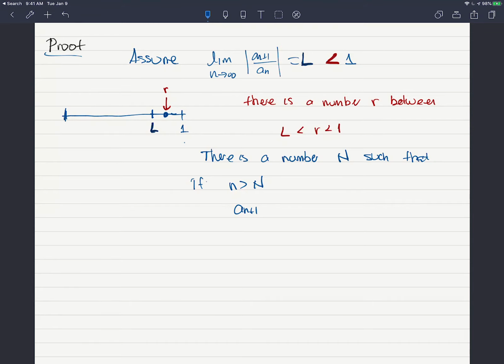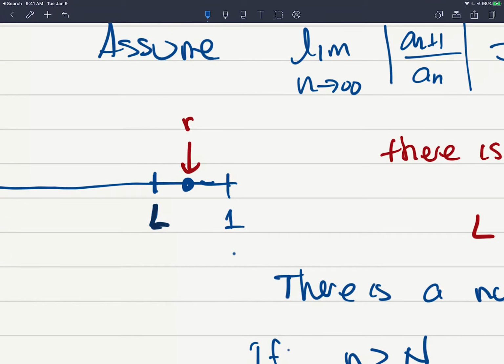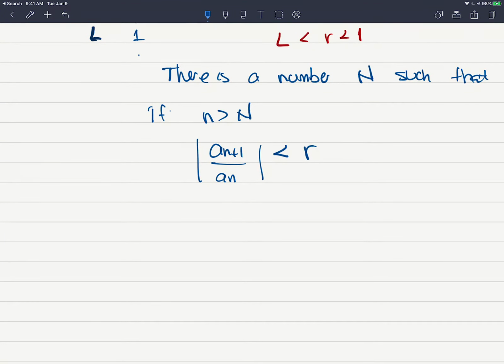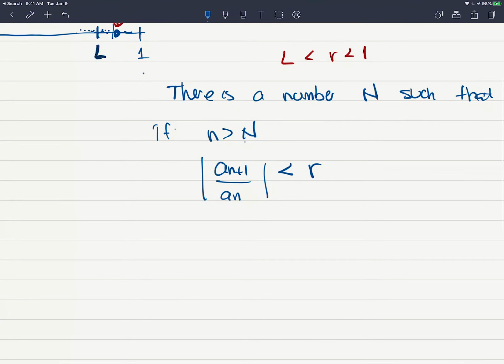|a_{n+1}/a_n| is less than r. Why? Well, because the limit, let me zoom in here, the limit is L, so eventually the numbers of this sequence are going to be here, here, here, and eventually you have to get close to L. So eventually they're going to be less than r, correct? That's a very simple argument to say that for n greater than N, this is going to be less than r, okay?